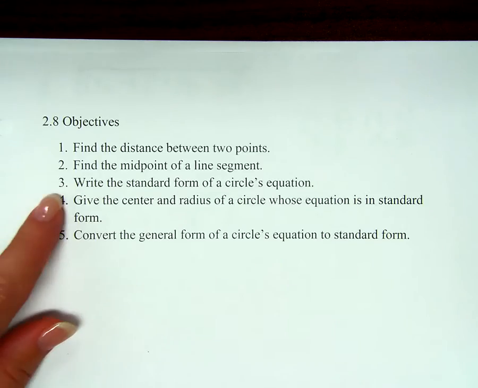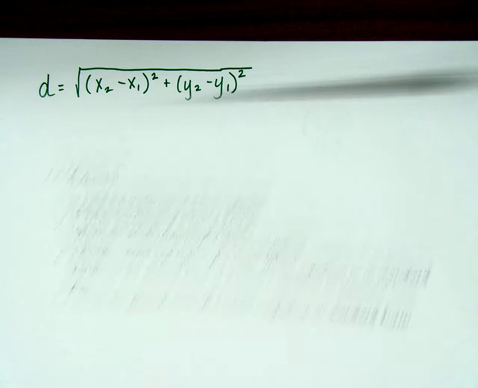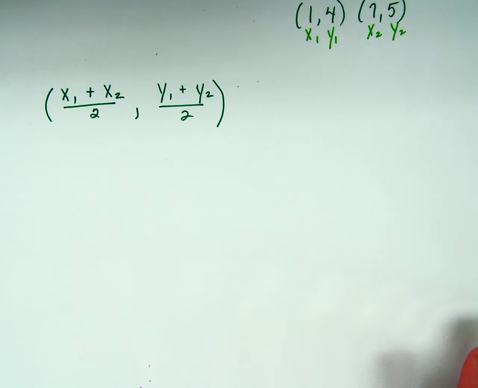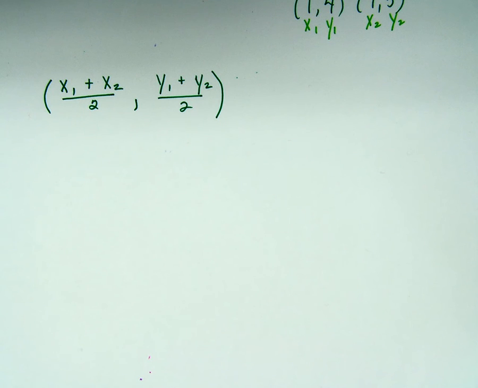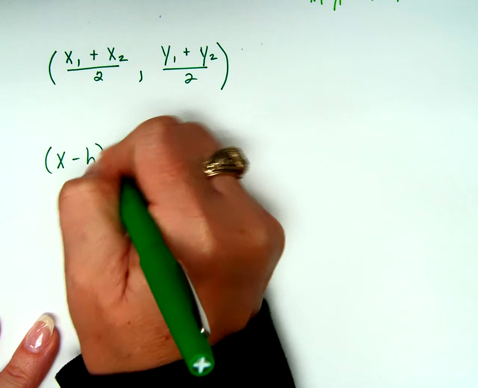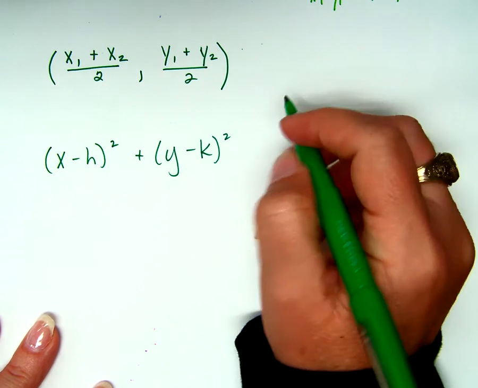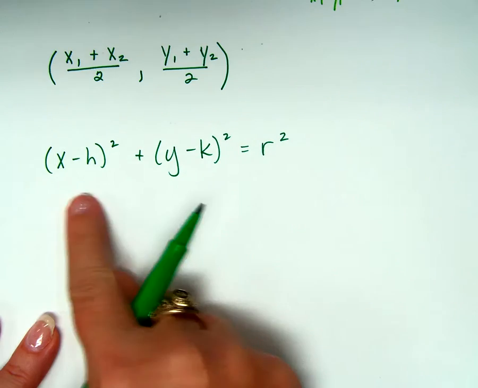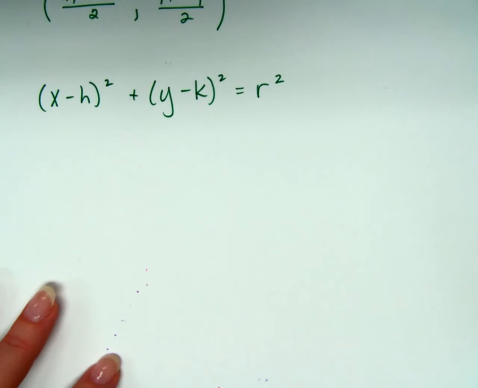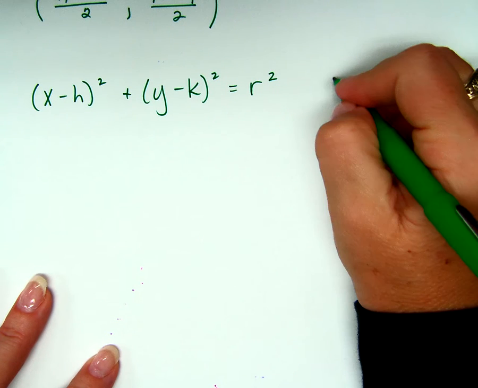Third objective, write the standard form of a circle's equation. In this book, standard form is what we called in Algebra 2 vertex form. So x minus h squared plus y minus k squared equals r squared. This is what the book calls standard form. Like I said, we're used to calling it vertex form because that's what we called it in Algebra 2. But this is standard form.